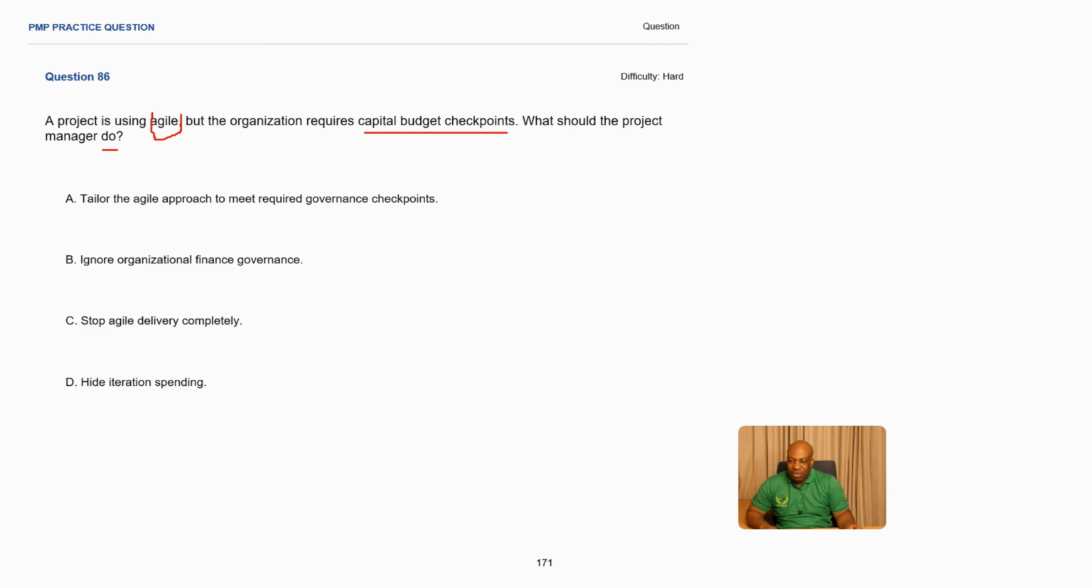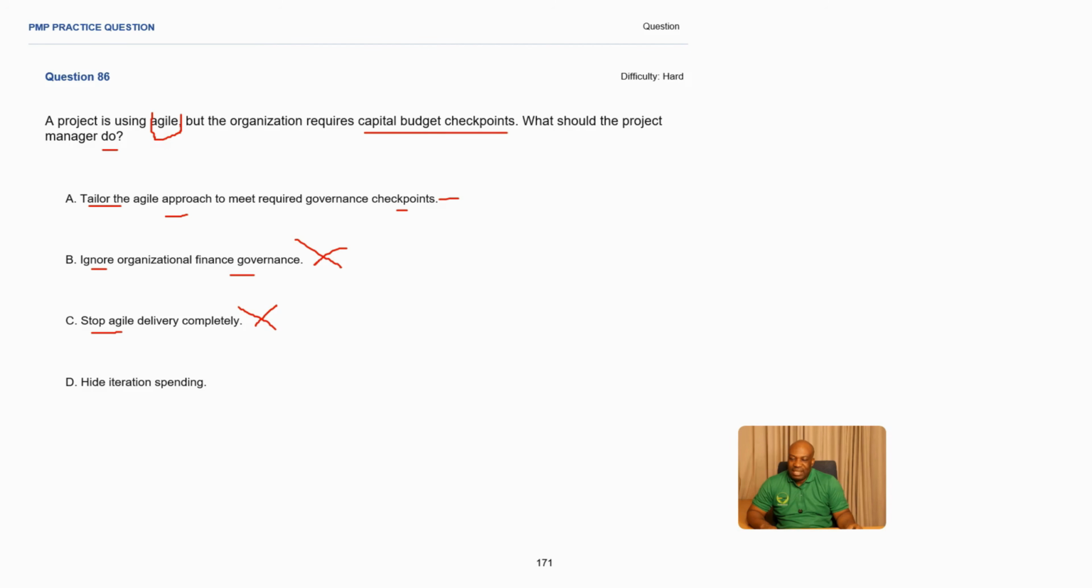A, tailor the Agile approach to meet required governance checkpoints. Okay, it makes sense. You want to tailor the Agile approach so that you meet the checkpoints here, all right? B, ignore organizational finance. You don't ignore organizational finance governance in a project environment. So making this one incorrect answer. C, stop Agile delivery completely. You don't stop your approach. If you're using Agile or Predictive, you don't stop because there are some capital budget checkpoints. So making this one incorrect answer.